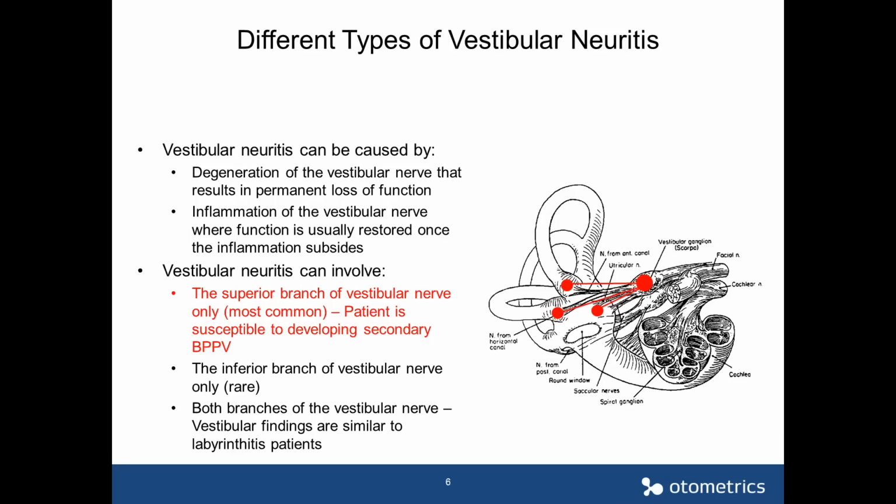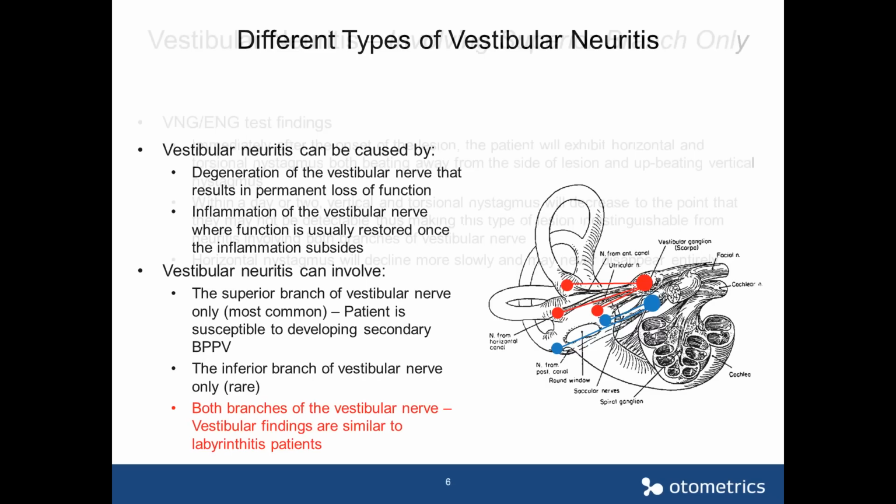A much rarer form is the type where the inferior branch of the vestibular nerve is involved. The inferior branch includes the posterior canal and the saccule. So these patients are actually not likely to get BPPV, because the branch that carries information from the posterior canal is the one that's intact. The second, more common type of vestibular neuritis is the one that involves both branches. And these patients, other than the hearing loss, have very similar symptoms to patients who have labyrinthitis.